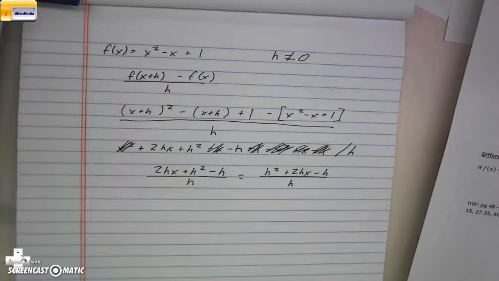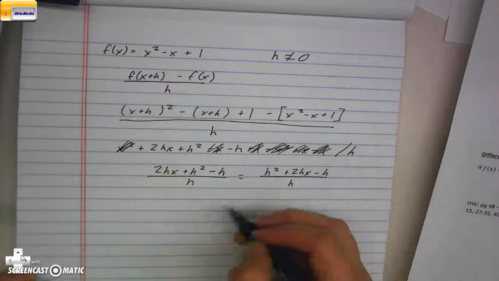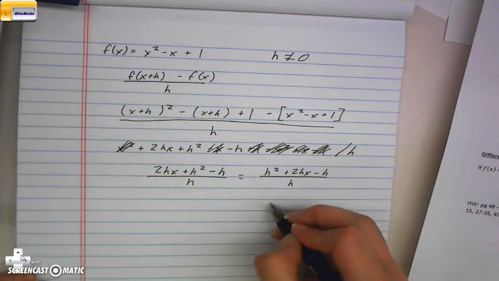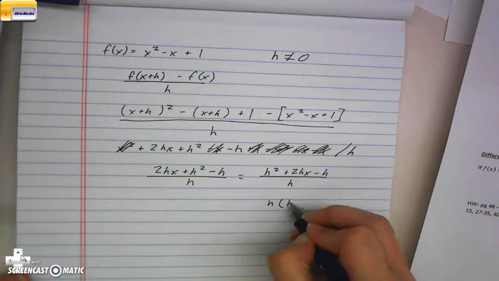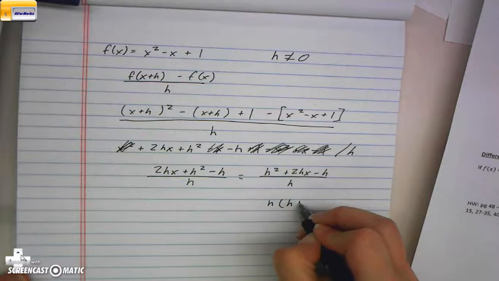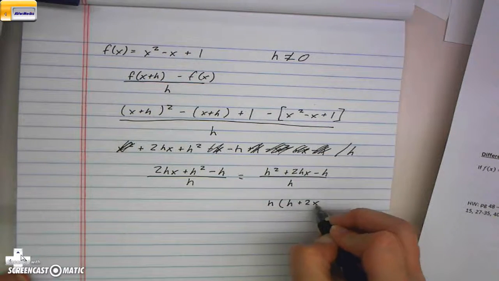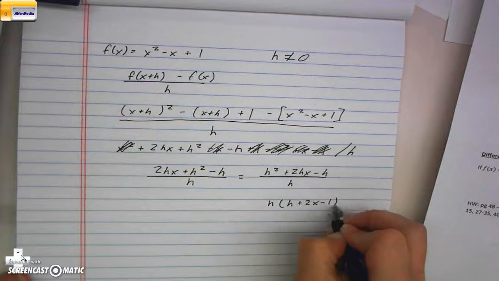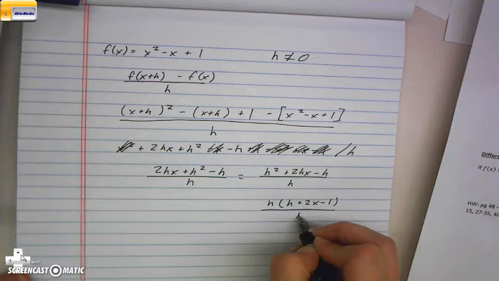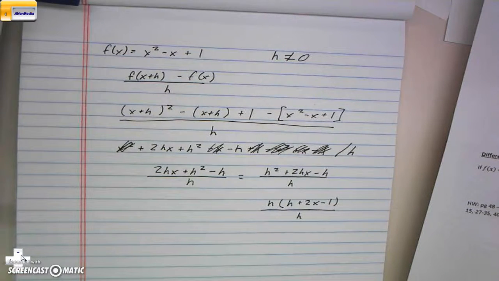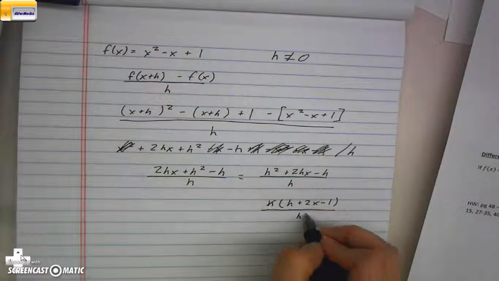What do you notice about the top? You can take an h out. You can factor an h out. Alright, so when I factor an h out, I have h out in front, h plus 2x minus 1, and I divide it all by h. Why was that a nice thing to do? Now the h's cancel out.